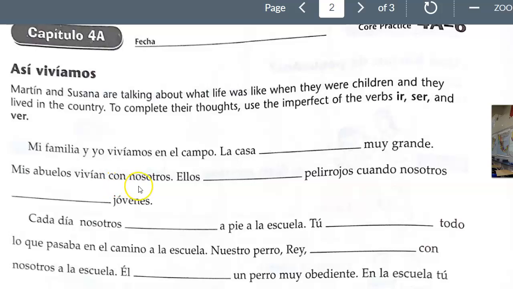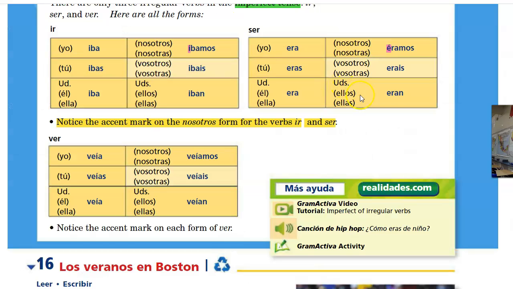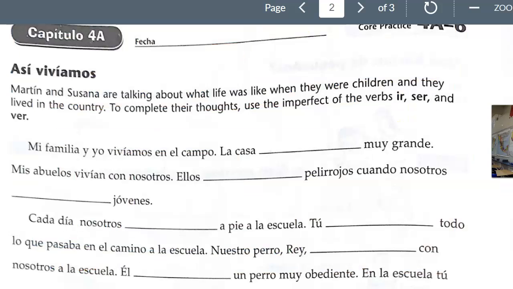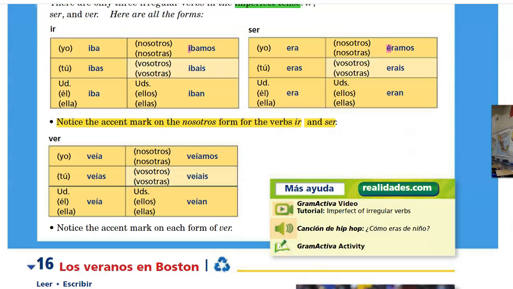Mis abuelos vivían con nosotros. My grandparents used to live with us. Ellos blank pelirrojos. Now pelirrojos isn't a word that we've come across. You look it up, you'll see it's an adjective. It means red hair or red-headed. Again, that's an adjective. So we're going to use the verb ser. In this case, in the ellos form, and that would be eran. Mis abuelos eran pelirrojos cuando nosotros blank jóvenes. Jóvenes is another adjective. It means to be young. So we're going to use ser, this time in the nosotros form, and that would be éramos. So that's the key for this one.